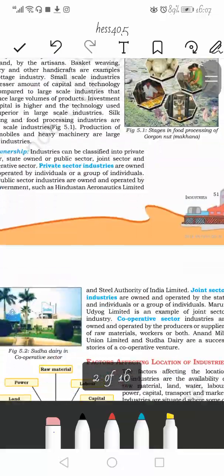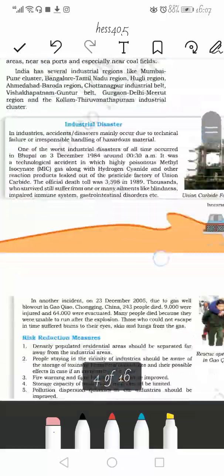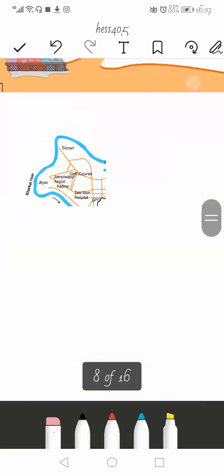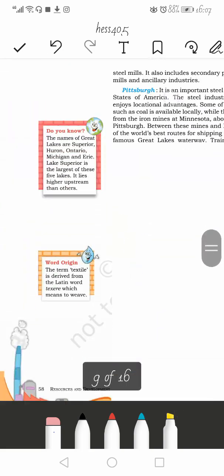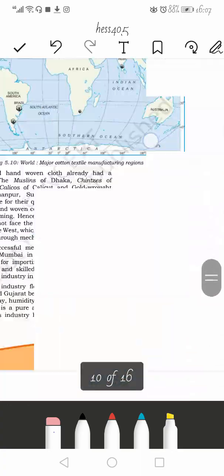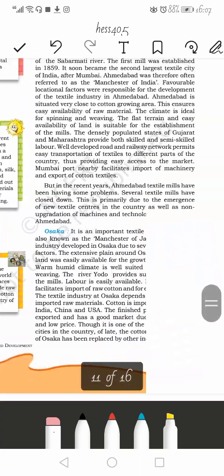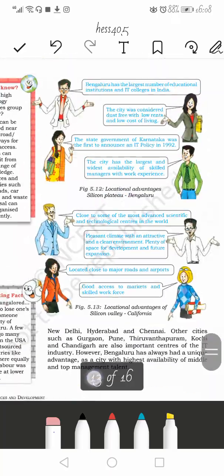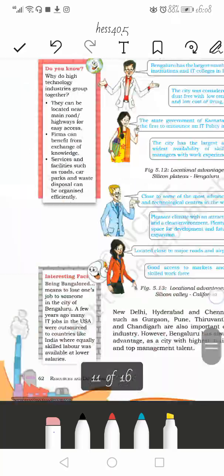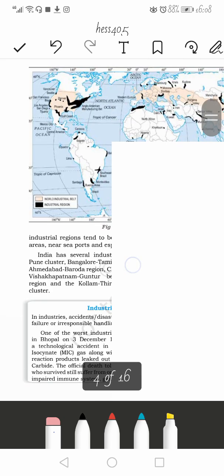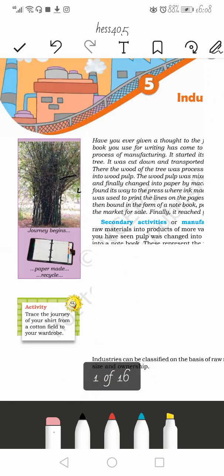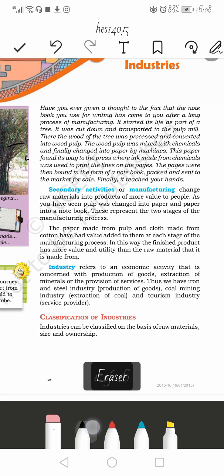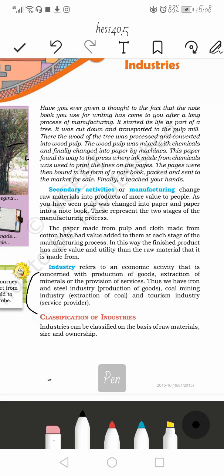Let's see how many pages there are. 1, 2, 3, 4, 5, 6, 7, 8, 9, 10, 11, 12, 13. Okay, 13 pages. That's a pretty long chapter. So I'm going to try and get it over with as quickly as possible. Let's go.